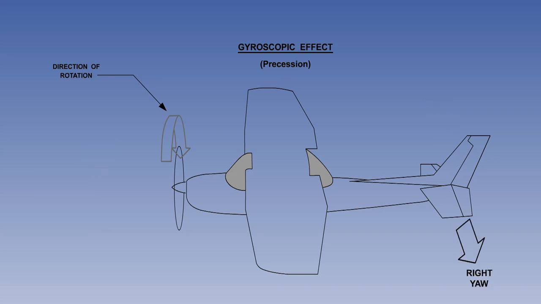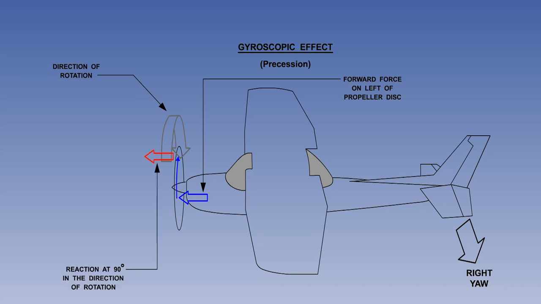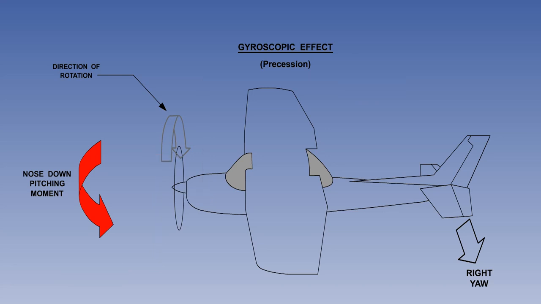Now yaw right. A forward force has been applied on the left side of the propeller disc. Precession causes the reaction to act at 90 degrees in the direction of rotation, but now it is acting forwards on the top of the propeller disc. A nose-down pitching moment will be generated. The gyroscopic effect of yawing the aircraft to the right is a nose-down pitching moment. Rolling the aircraft does not give a gyroscopic effect because the propeller disc is not being inclined.